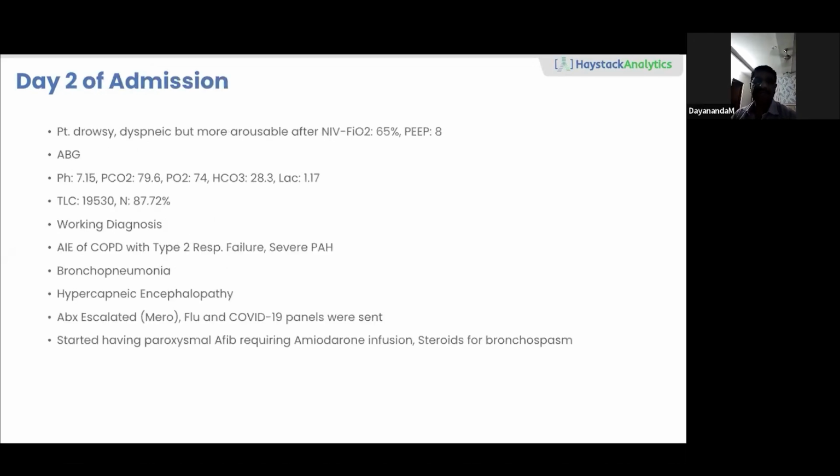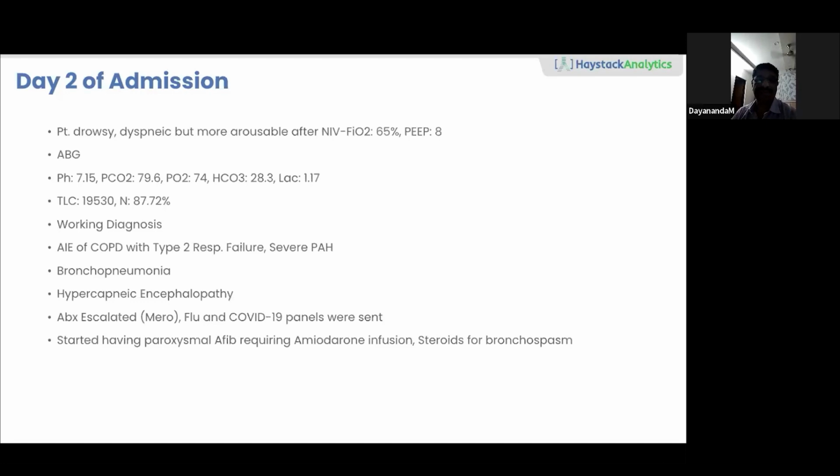On day 2 of admission, the patient was drowsy and dyspneic, but her sensorium improved on NIV. With an FiO2 of 60 to 65% and PEEP of 8, she was holding on NIV. ABG showed worsening PCO2 of 79.6, a pH of 7.15, PO2 was fine, and bicarb of 28, and lactate had come down to 1.17. But the total counts had increased to 19,730 with 87% neutrophils.